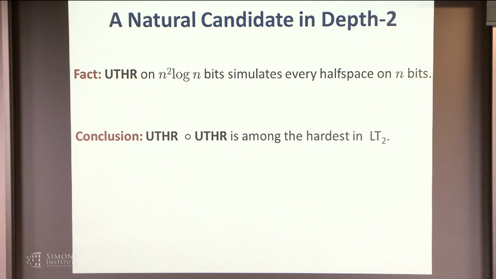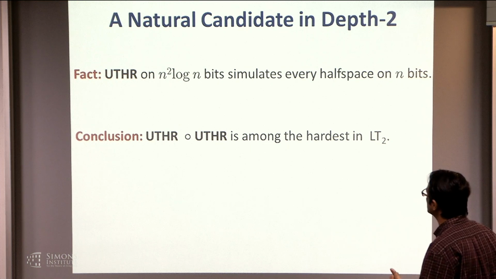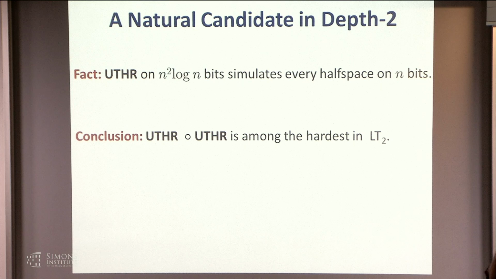So let me just tell you how we got to this function. A natural candidate in depth 2 would be to look at the hardest threshold, this universal threshold. If you look at a universal threshold on n square log n bits, by just setting the bits, you can simulate every threshold, right? So a natural candidate is, if anything is hard, it better be universal threshold of universal threshold.